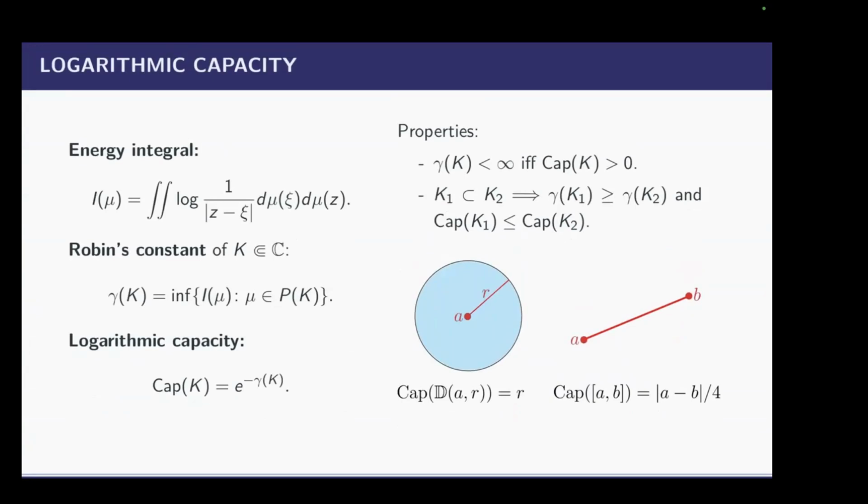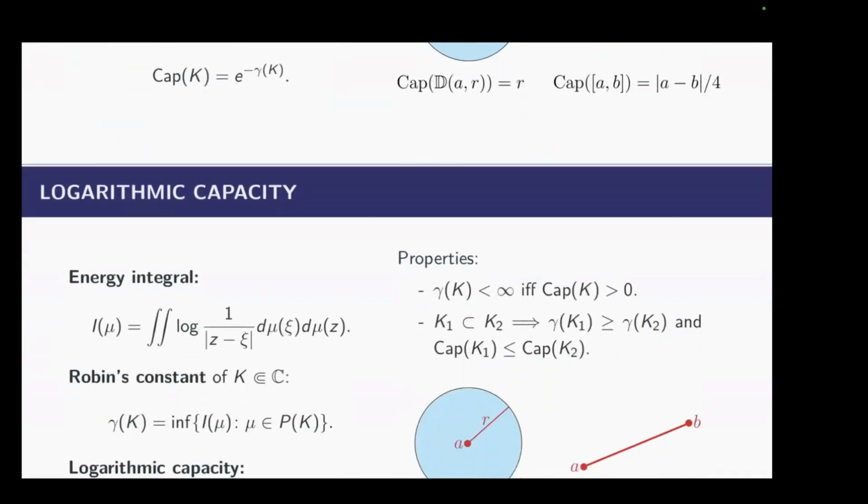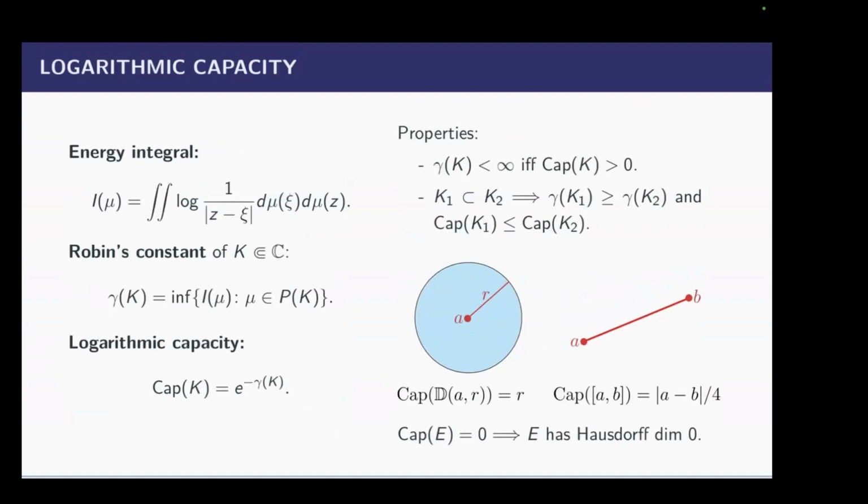And this we will use a lot when I prove the main result of my paper. Okay. So another important property of capacity is that if capacity is 0, then our set E has Hausdorff dimension 0. And we can see this straight away from the definition. If it had positive Hausdorff dimension, then we would have a Frostman measure, and we could check that it would need to have finite energy.